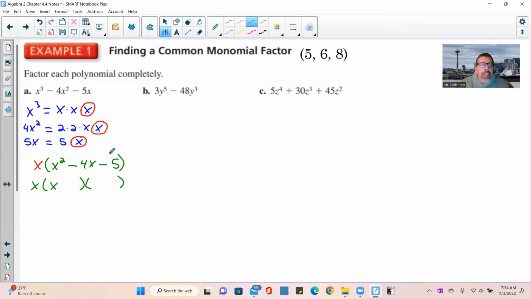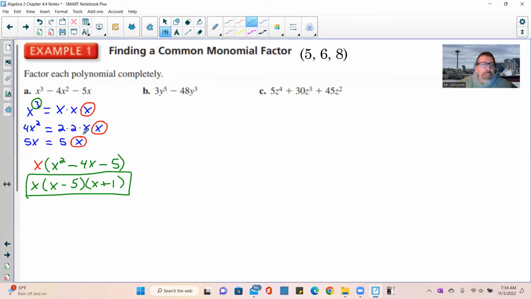So I'm looking for factors of negative 5 that add up to negative 4. Okay, so it'd be minus 5 and plus 1. Because x times x is x squared, x times 1 is x, negative 5 times x is negative 5x. Add those two, you get negative 4x. And a negative times a positive is negative. 5 times 1 is 5. So here is x cubed minus 4x squared minus 5x factored completely. 3 factors, x, x minus 5, and x plus 1. Notice what I just said, 3 factors.